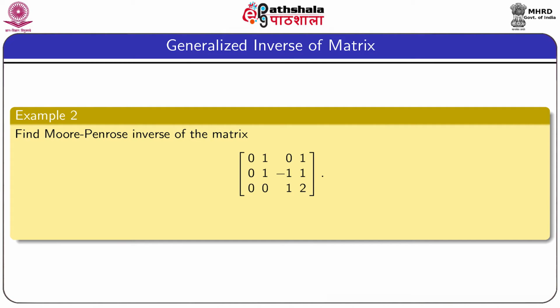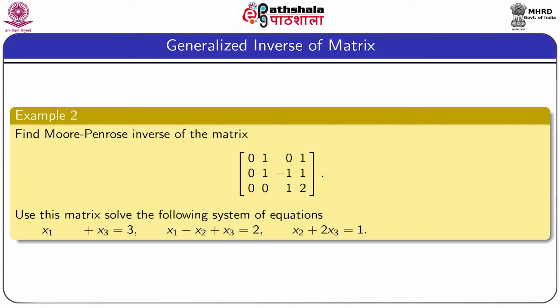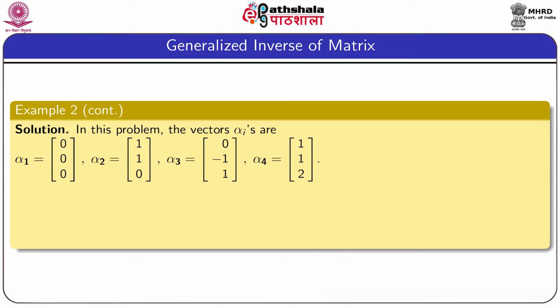Now we consider another matrix to find the Moore-Penrose inverse, and note that this matrix contains a null column vector. That means the first column is a null column vector, and we use this matrix to solve the following system of equations. Here alpha 1 equal to 0 0 0, that means a null column vector, alpha 2 is 1 1 0, alpha 3 is 0 minus 1 1, and the last column vector is 1 1 2.